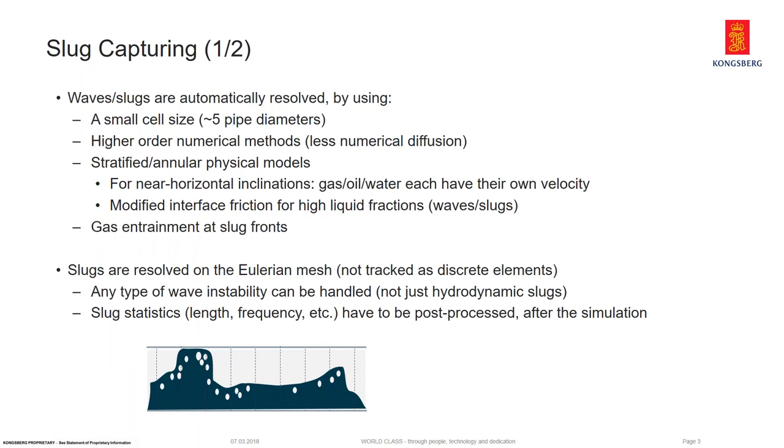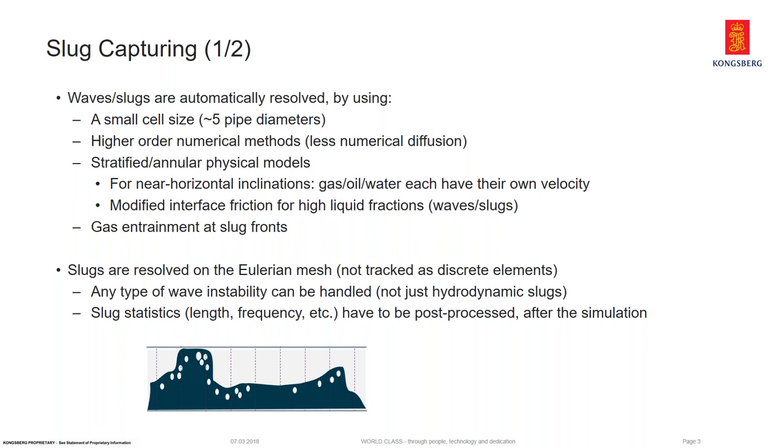So let's assume that you have a... let's do it in feet. If you have a 1 foot pipeline, then it's about 5 foot cell size. So that's quite small by flow assurance standards. We're using a higher order numerical method, which gives less numerical diffusion, and that means that we don't need to use as many cells as otherwise would have been required.